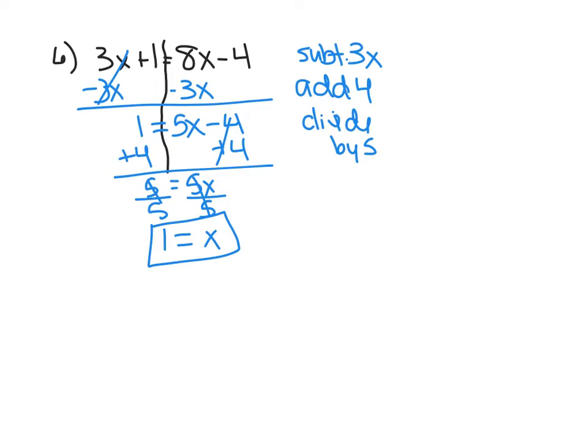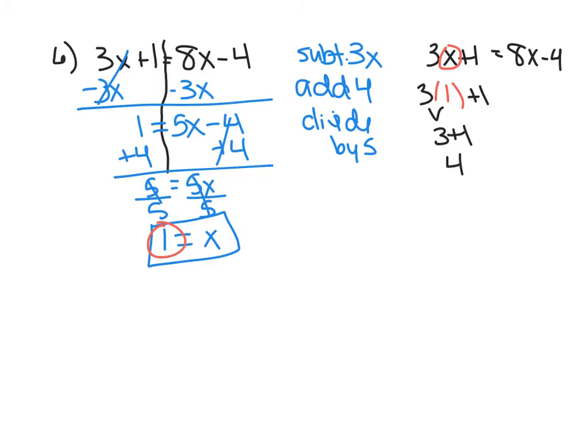Then we got to do our check. Always got to do your check. So 3x plus 1 equals 8x minus 4. So now we're going to do the check. Let's just do one at a time. So we're going to take the x out, and we're going to put 1 in its place. So this becomes 1. So we have 3 times 1 plus 1. So 3 times 1 is 3 plus 1. 3 plus 1 is 4.